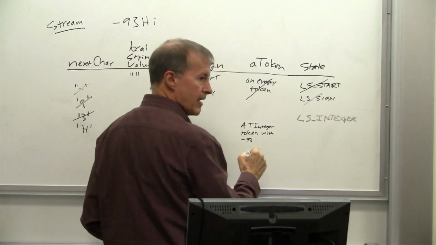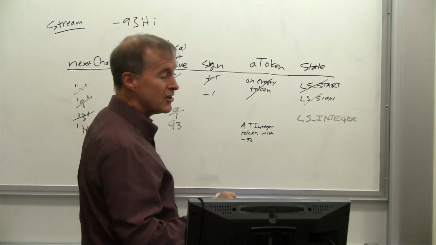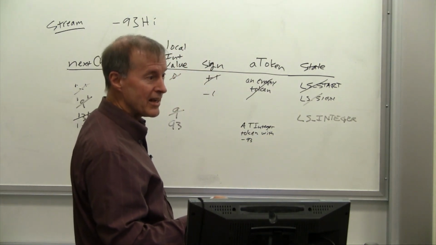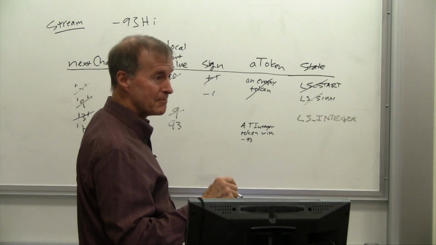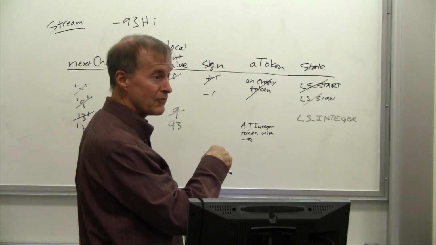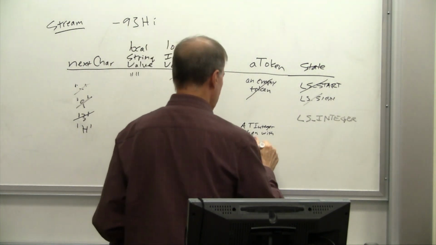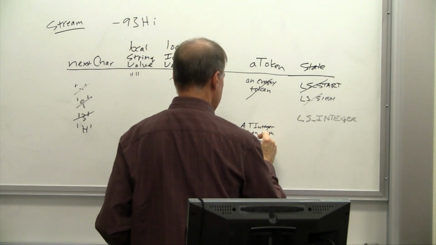As a string? No, definitely not. Good question. The answer is no, not as a string. As a what? As an int, because its attribute is of type int. Right. And we converted it to the integer value on the fly. Okay. With negative 93 attribute.